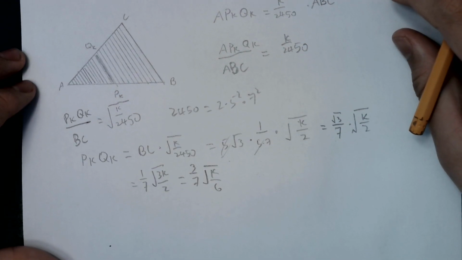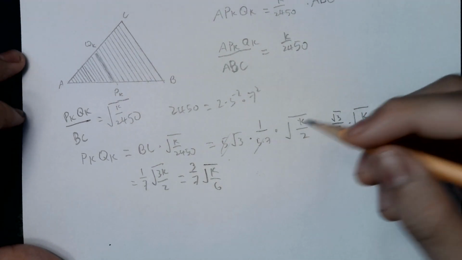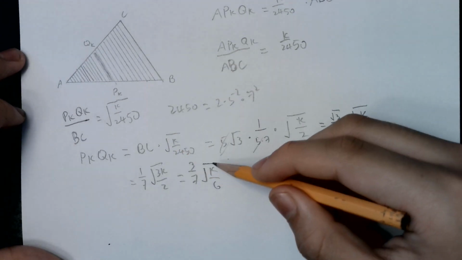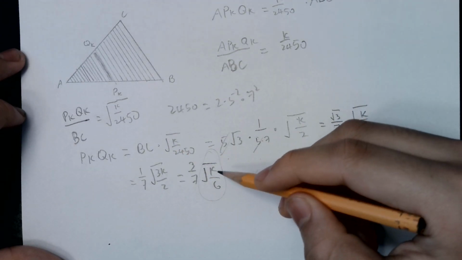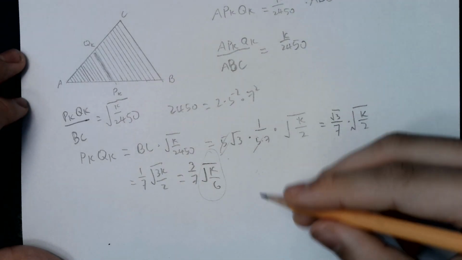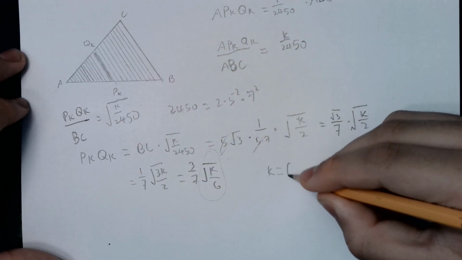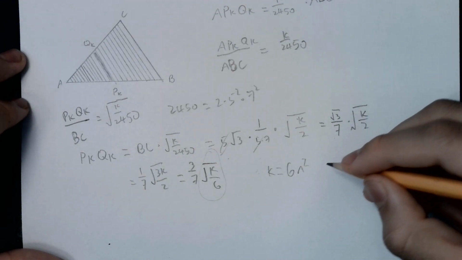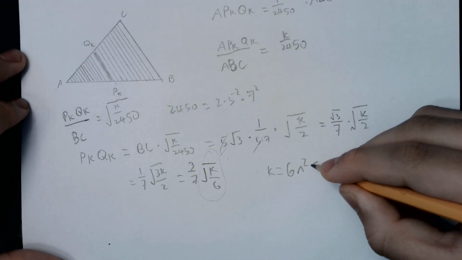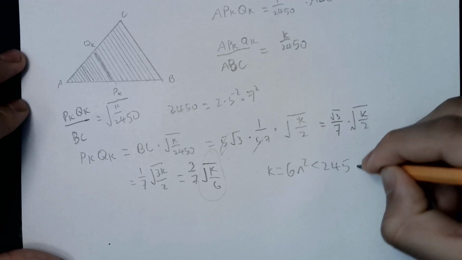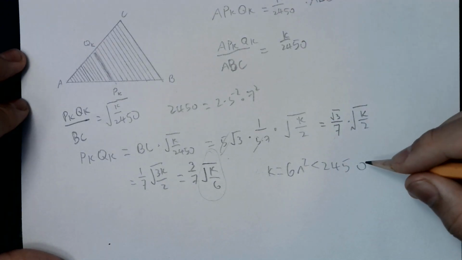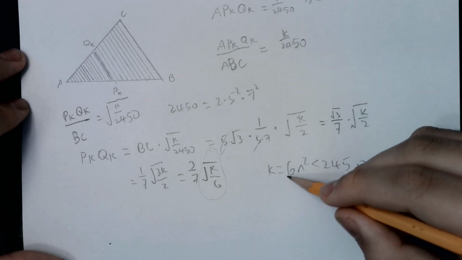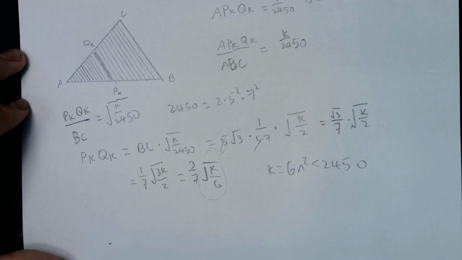And now we can solve for k. Because we need a rational length here for Pk Qk, this means that the part under the square root should be a perfect square. This means that k has to equal 6n squared, where n is an integer. And this obviously has to be smaller than 2450, because, as I said before, k only goes to 2450, so k equals 6n squared can't be bigger than it.